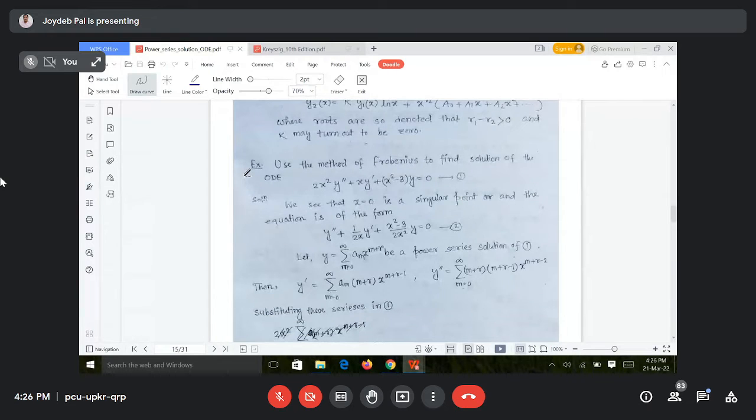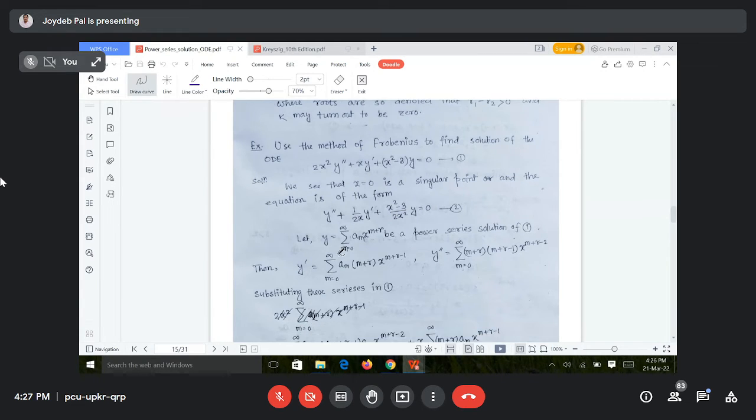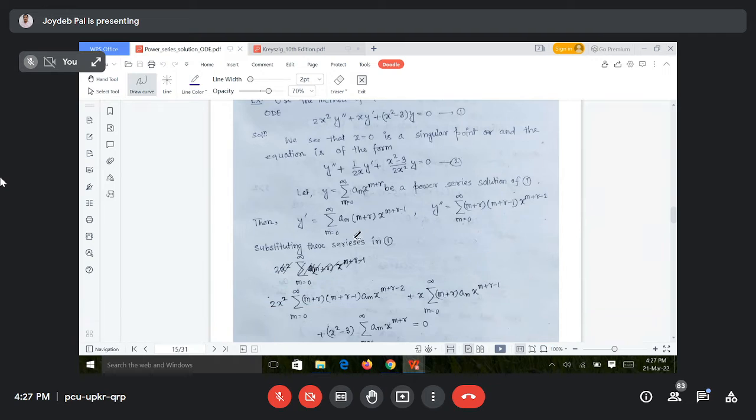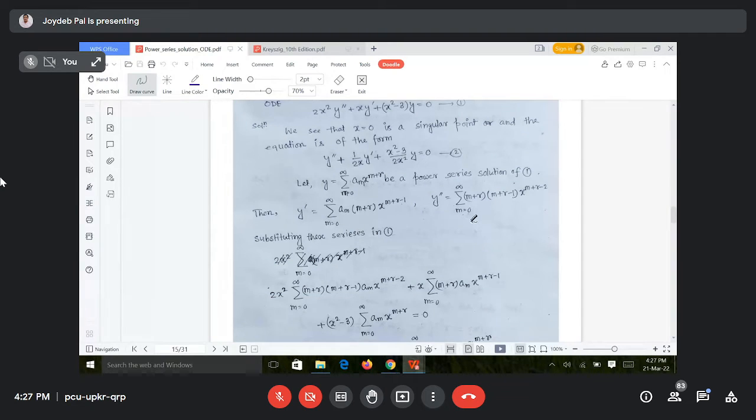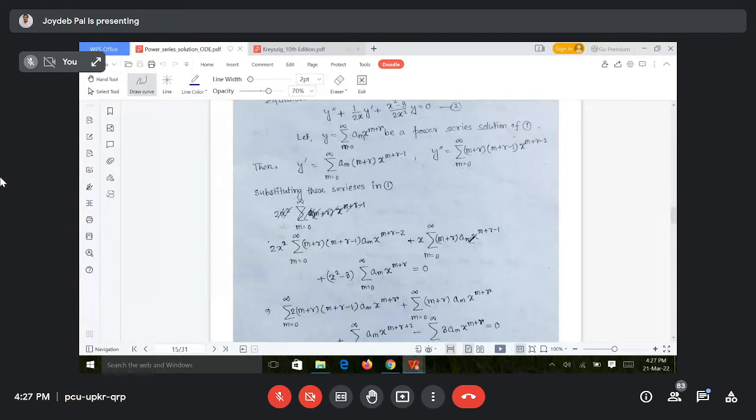So see, 2x square y double dash plus x into y dash plus x square minus 3 into y equals 0, and you can verify it. X is equal to 0 is a regular singular point, so we can apply Frobenius method. And by Frobenius method, y is equal to summation m 0 to infinity am x to the power m plus r be a power series solution. Then you find their derivatives and then substitute it into the equation.